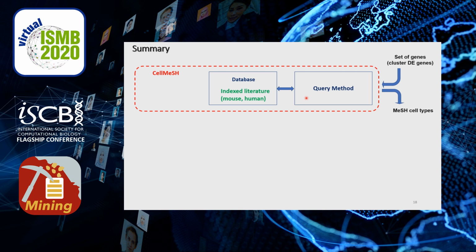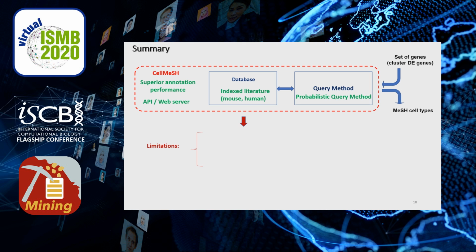The database is built from indexed literature, currently only for mouse and human species. The database contains large-scale gene cell information, and it's also easy to expand. But the database is inherently noisy, so we designed a novel probabilistic query method to better query the database. CellMeSH has shown superior annotation performance, and we have provided its Python API and web server so it can be used by bioinformaticians and life scientists.